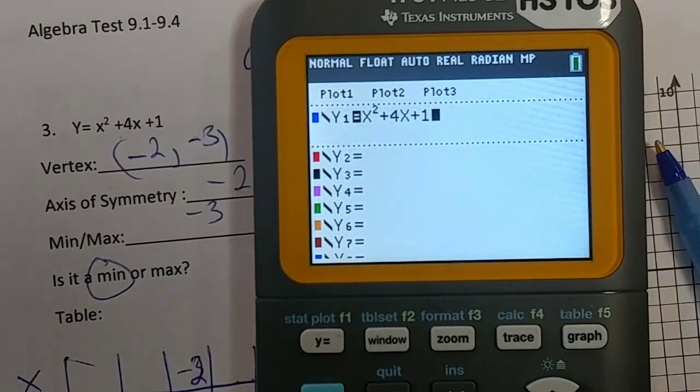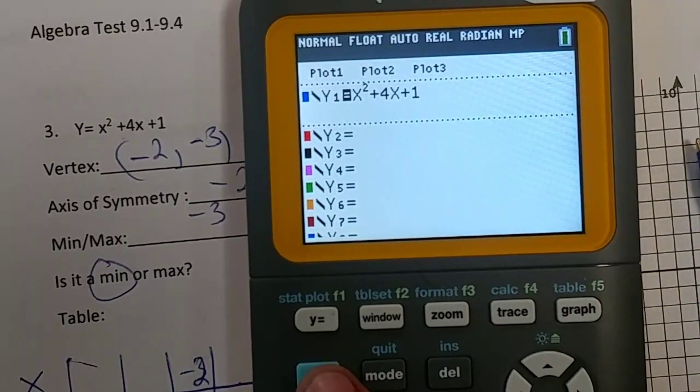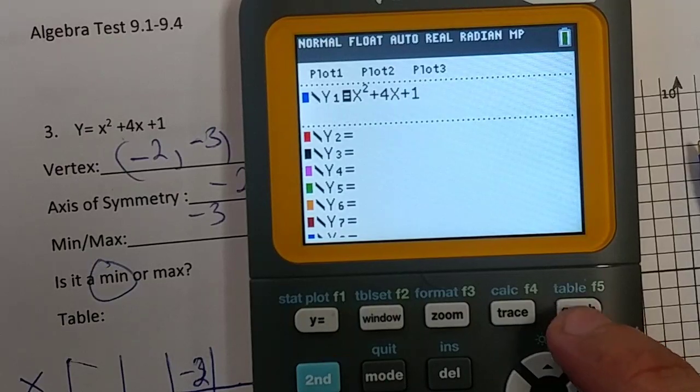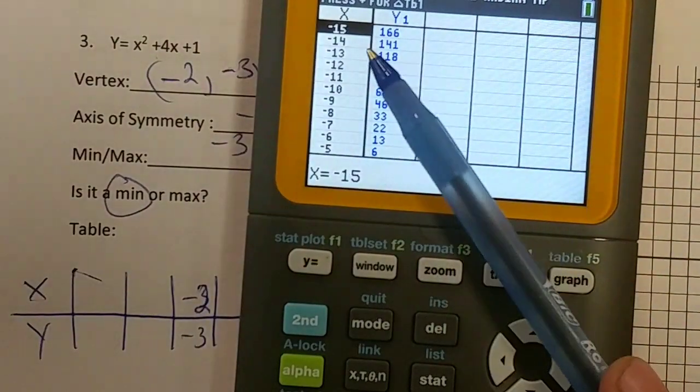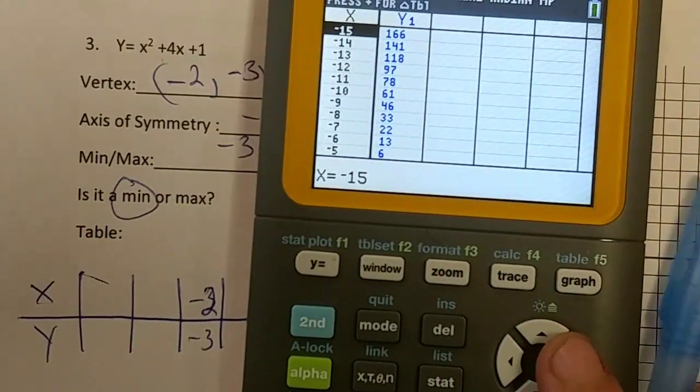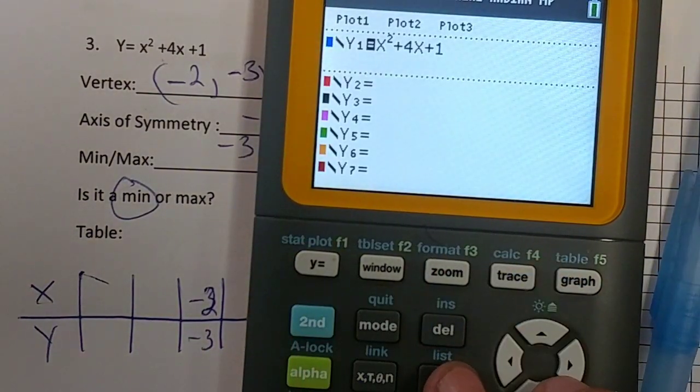With that in mind, we're going to click second, the blue button, and table, which is above graph. Now, I don't care for negative 15. I don't care for negative 14. I don't care for negative 12. I'm going to go down. Let me just check if I put it in the equation right. Yeah.